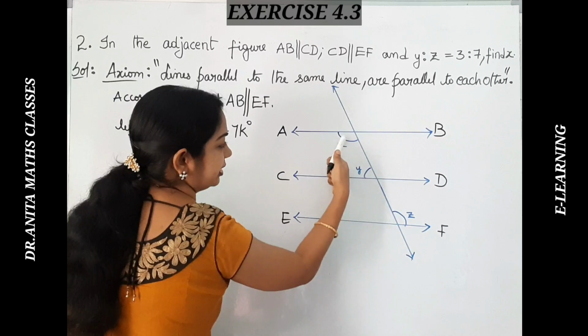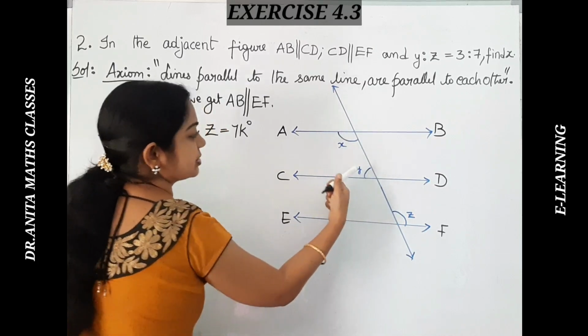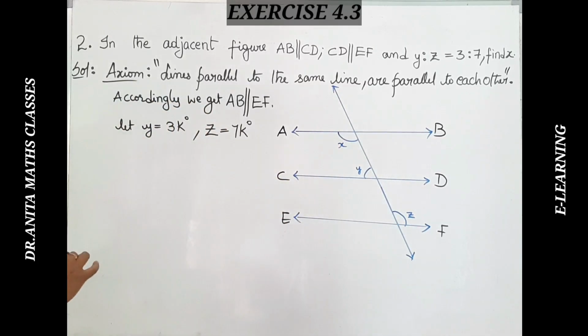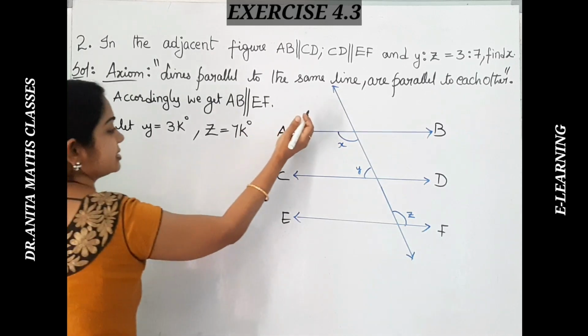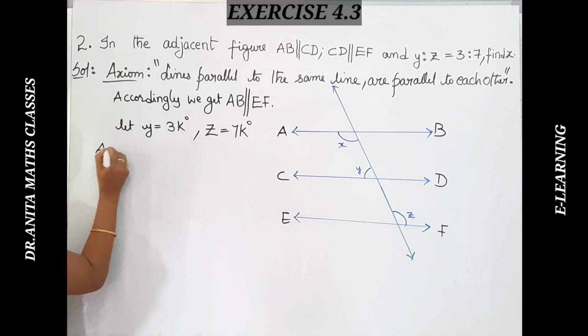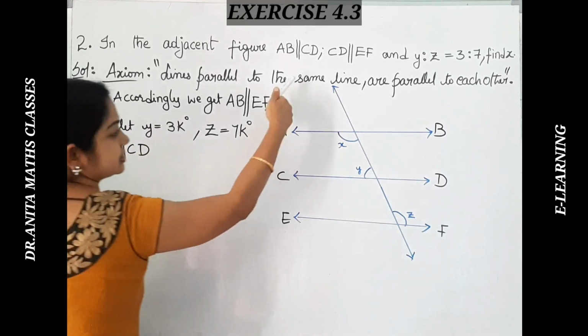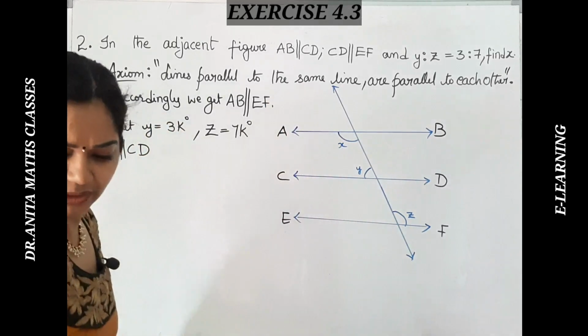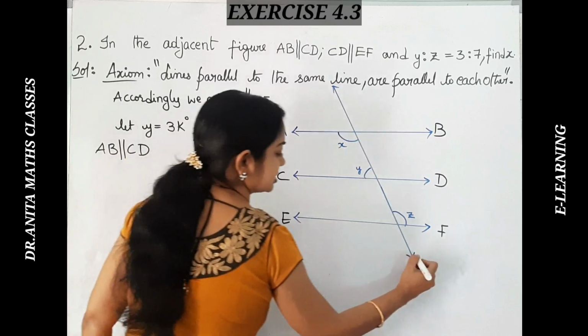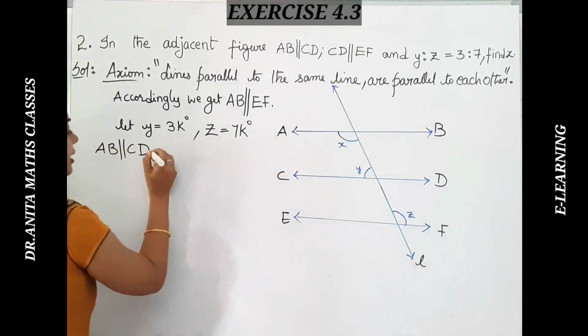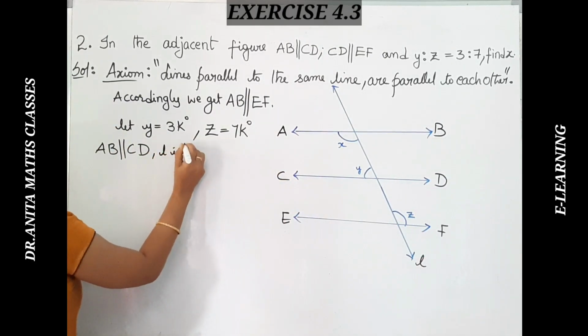So here, this line is parallel to this line, which is given, and these two form angles on the same side of the transversal. When two lines are parallel, AB is parallel to CD, and this is the transversal. It's not given in the textbook, but let me suppose this as line L. Okay, L is the transversal.